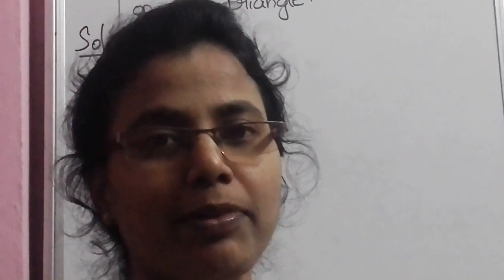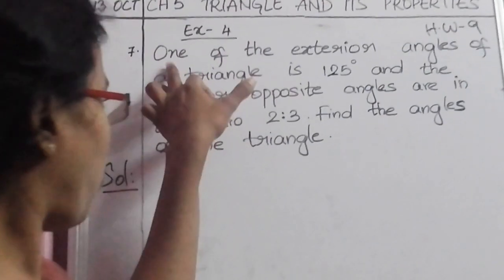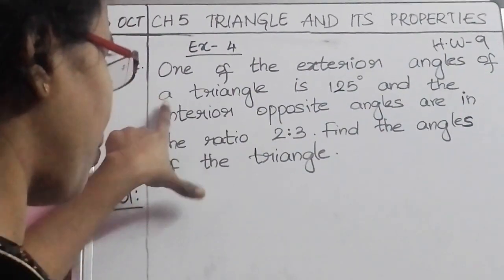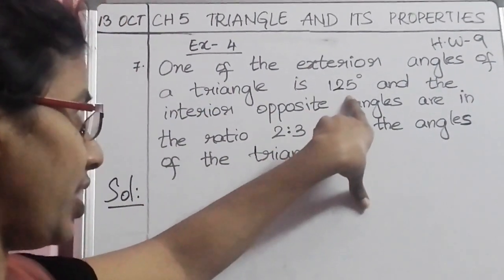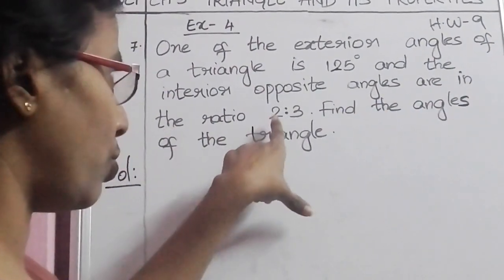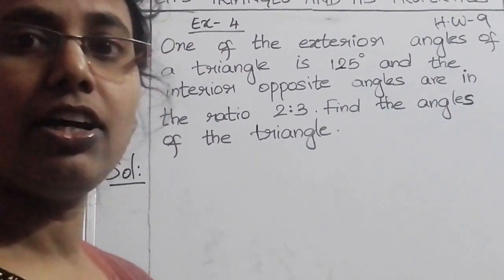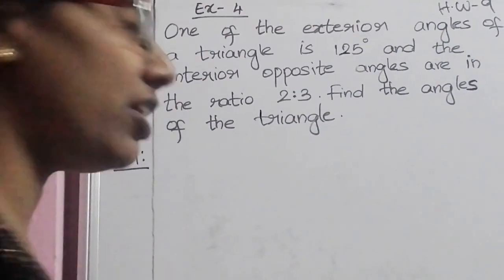Okay, let us start today with our exercise for 7th problem. The 7th problem is: one of the exterior angles of a triangle is 125 degrees and the interior opposite angles are in the ratio 2:3. Find the angles of the triangle. You need to find the angles of the triangle.